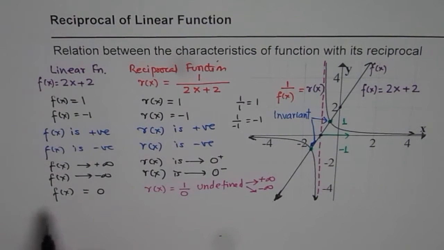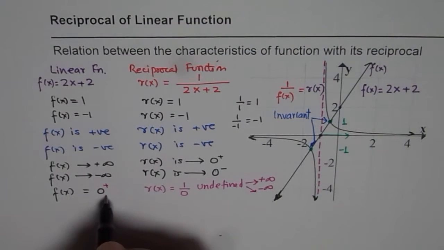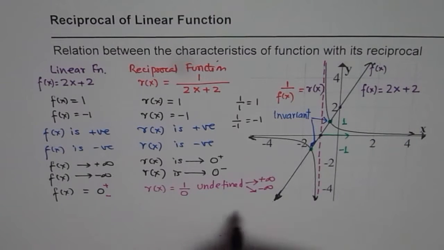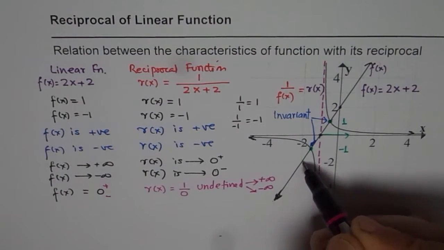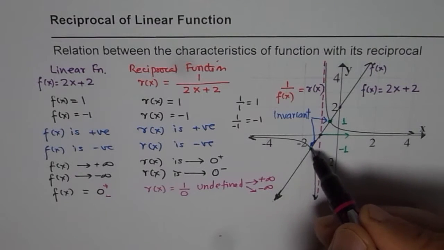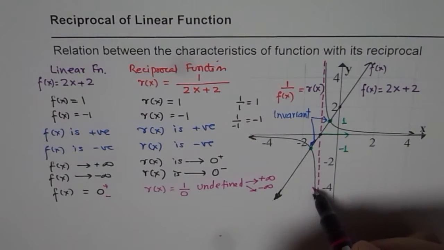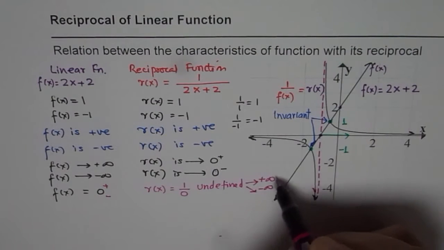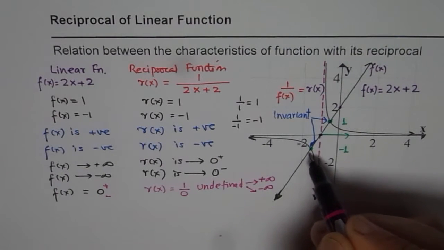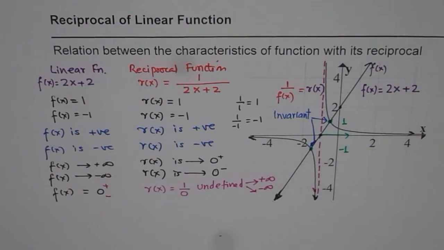So if f of x is approaching 0 from the positive side, it approaches positive infinity. If you're approaching from the negative side, it approaches negative infinity, right? So if you're approaching from the negative side, then the reciprocal function approaches negative infinity. Do you see the point? This is a very, very critical characteristic which you need to observe, right? So that brings us to almost all the characteristics.